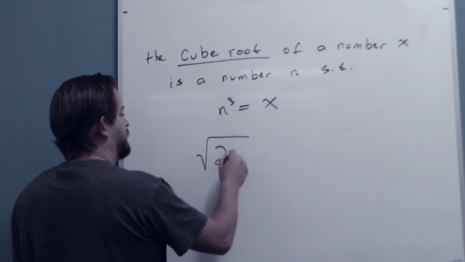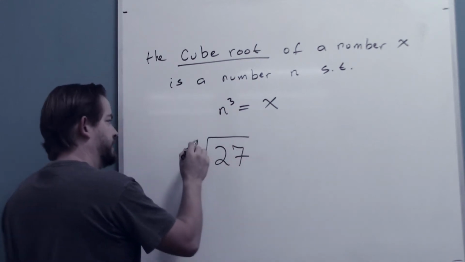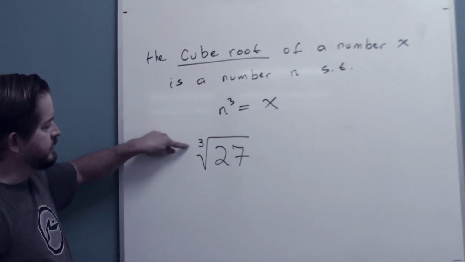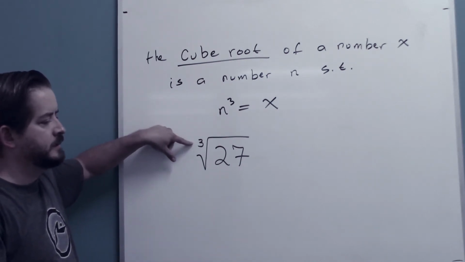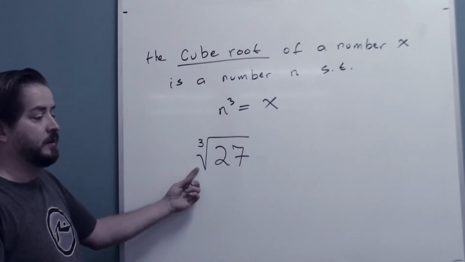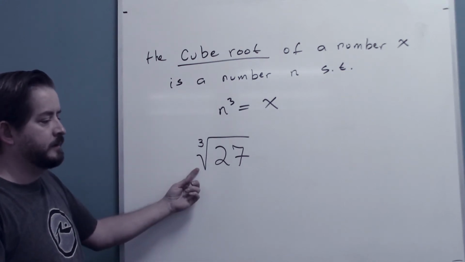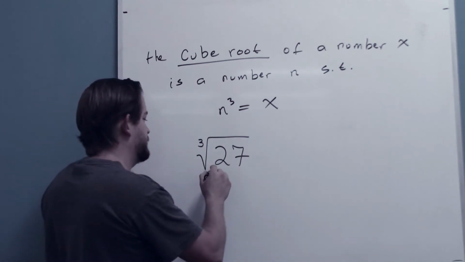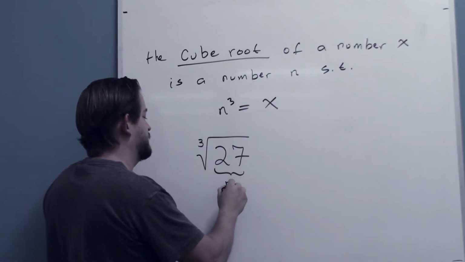Now we would indicate that we want to find the cube root by the same symbol, and let's say we want to find the cube root of 27, but there's going to be a little number up here, right? This little number right here is called the index. The symbol is, of course, the radical. And the number in here is called the radicand.